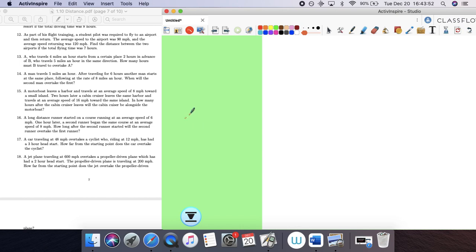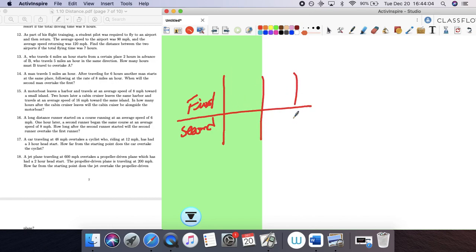So let's call this the first guy running, and then the second guy. The first runner starts out first. So the first guy has a speed of 6 miles an hour. One hour later, okay, I'll get to that in a second. The second guy has a speed of 8 miles an hour.